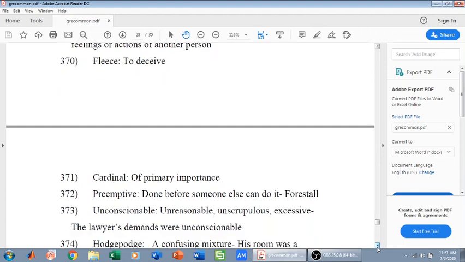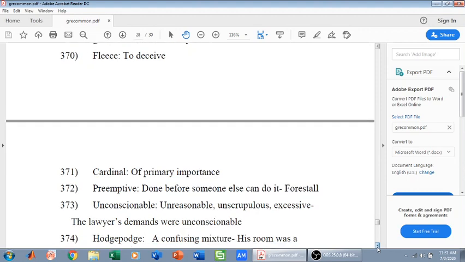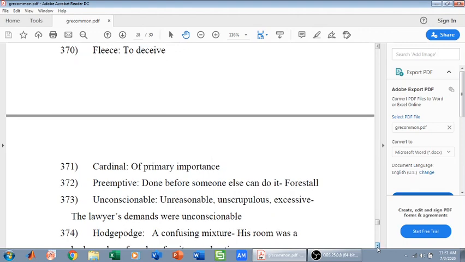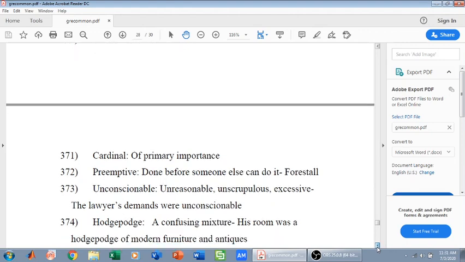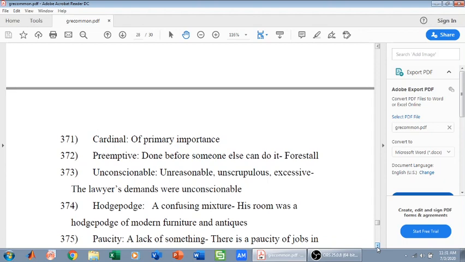Unconscionable means unreasonable, unscrupulous, excessive. For example, the lawyer's demands were unconscionable. Fine. Hodgepodge means a confusing mixture. It actually means a mixture. For example, his room was a hodgepodge of modern furniture and antiques. So it was a mixture of modern furniture and antiques.